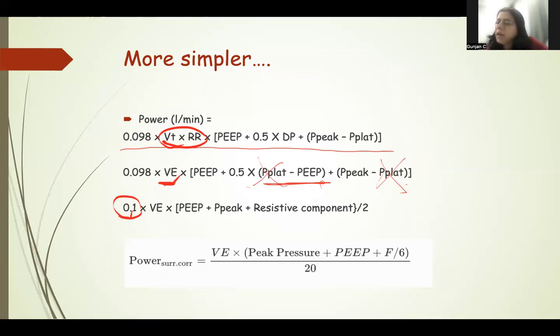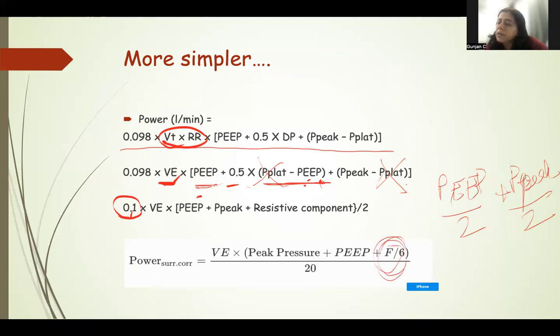But he retained the PEEP half. He made it PEEP minus 0.5 of the PEEP, so it is PEEP divided by 2, right? Plus the P peak divided by 2. But when we remove the P plat, we are removing a huge component. So what he added was the flow divided by 6. The air flow divided by 6.